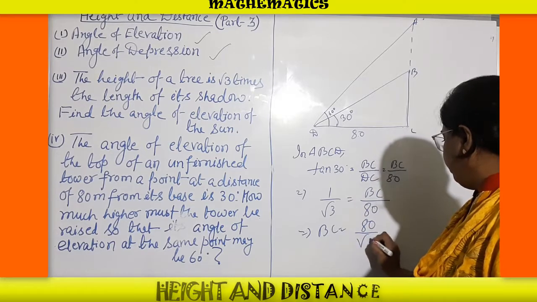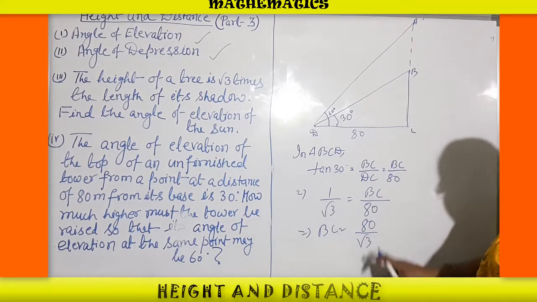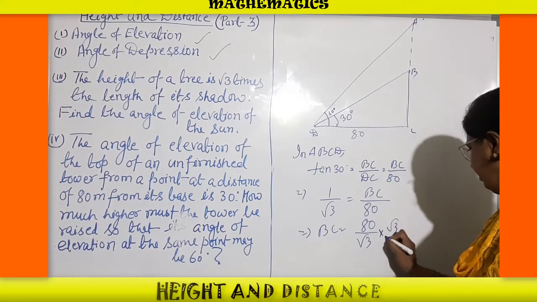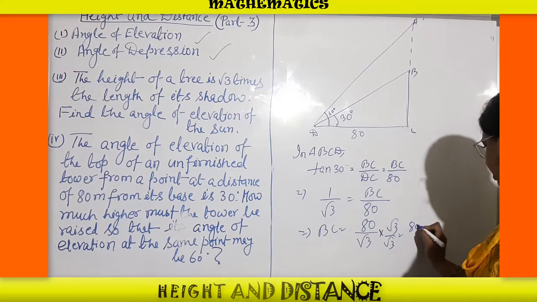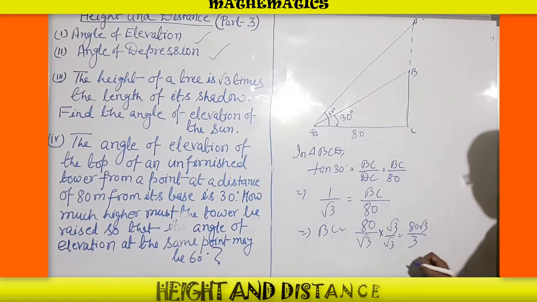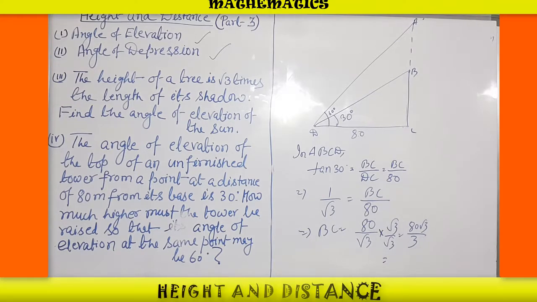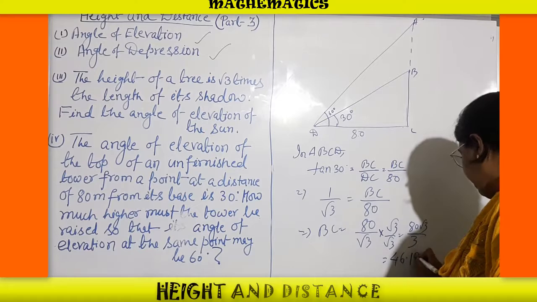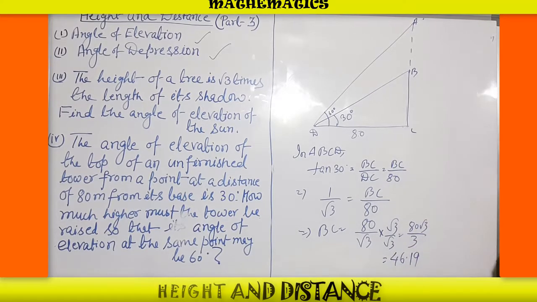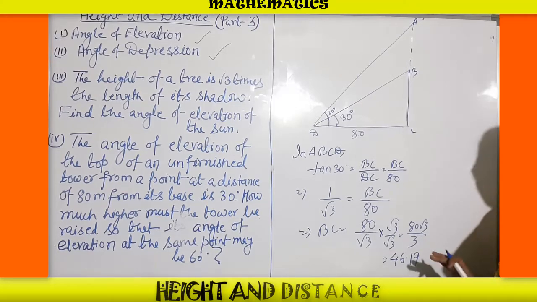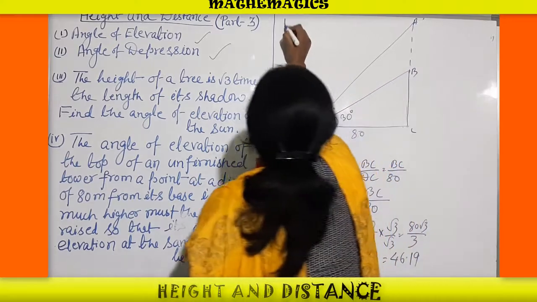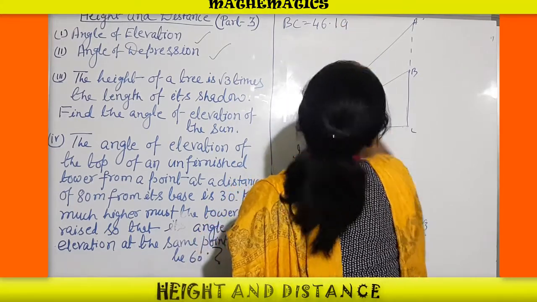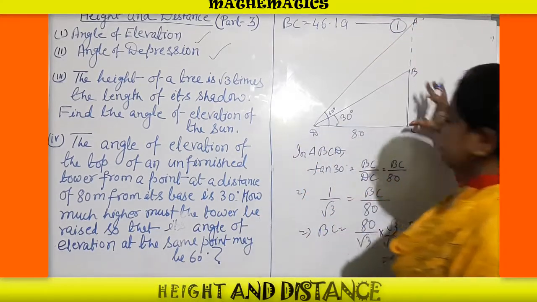80 by root 3. Then anyway you can calculate the value of 80 by root 3, 1.732, otherwise by rationalization, whatever is easy for you. It is 80 root 3 by 3. And after calculation it will be 46.19. Understood? Now it is the first part. I am writing BC is equal to 46.19. Suppose it is the first number. Now BC is calculated.